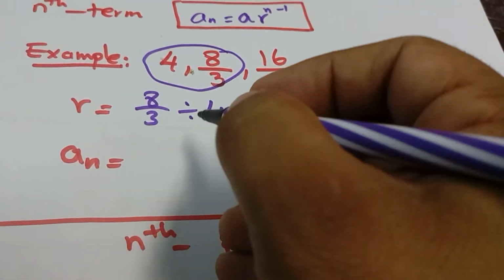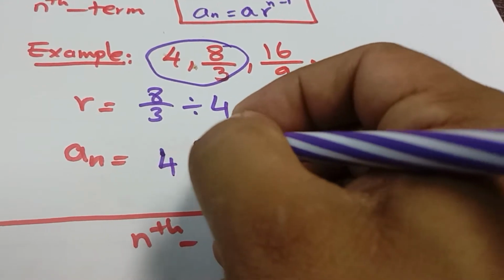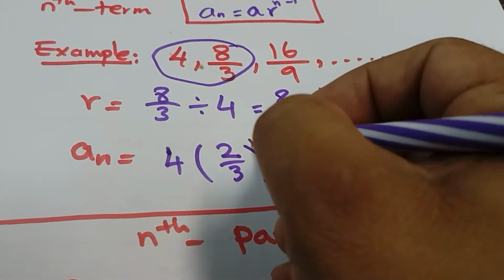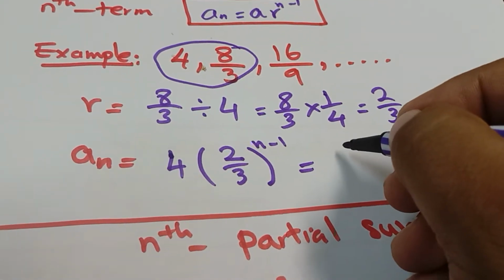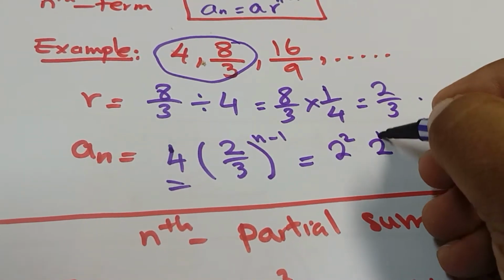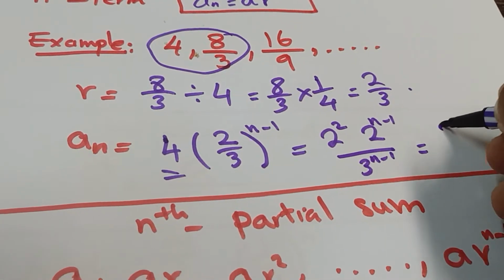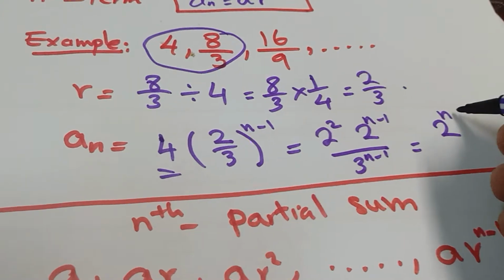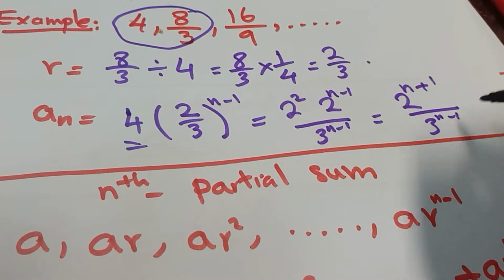So a_n will equal a, which is 4, times r, which is 2 over 3, right, to the power n minus 1. You can just write 2 to the power 2 for the 4, and 2 to the power n minus 1 over 3 to the power n minus 1, and that is 2 to the power n plus 1, since 2 plus n minus 1 is n plus 1, over 3 to the power n minus 1.